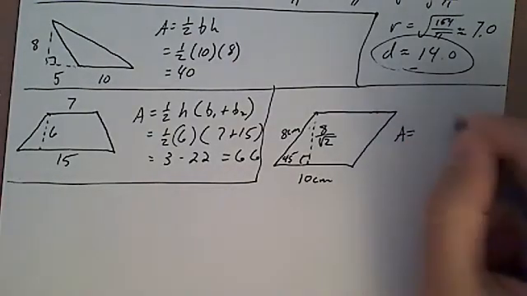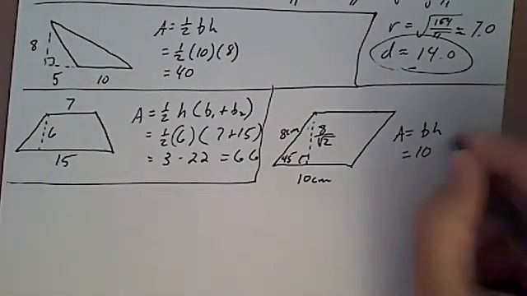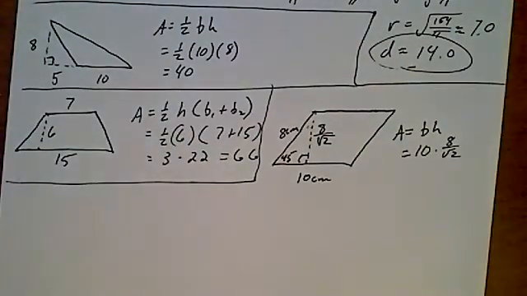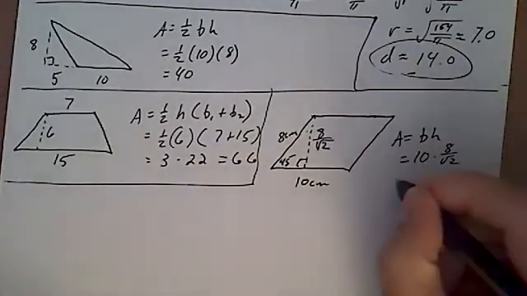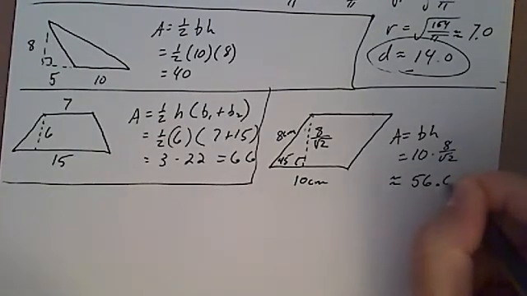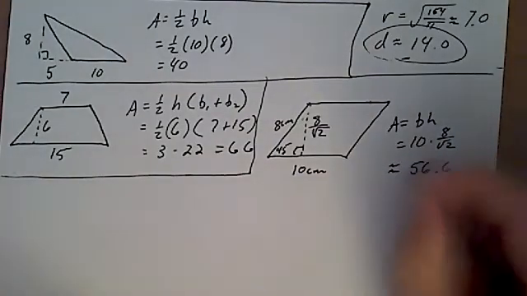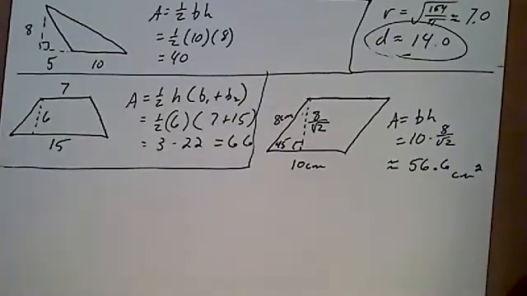So the area here is base times the height. Again, the base is 10. Height is 8 divided by root 2. And we get 56.568, and if we're rounding to the nearest tenth, 56.6 is where we would go. Again, all the measures are in centimeters, but your answers will just be in numbers. So this is centimeters squared because we're talking about an area.